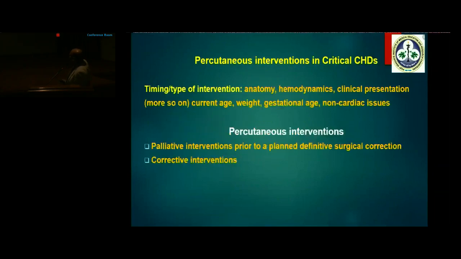So for percutaneous intervention in critical congenital heart disease, the timing and type of intervention depend obviously on anatomy, hemodynamics, clinical presentation, weight of the child, age of the child, non-cardiac abnormalities and status, and gestational age, so that we can tackle blood-brain barrier development and possible complications of heparin, anesthesia, and the rest of the things. So percutaneous options may be palliative, prior to a planned definitive surgical correction, or a corrective intervention like a balloon dilatation of critical AS or PS.